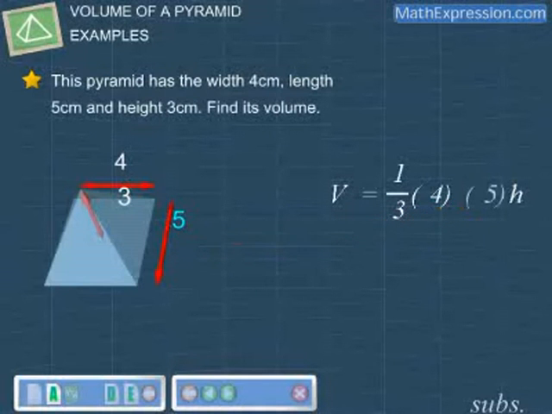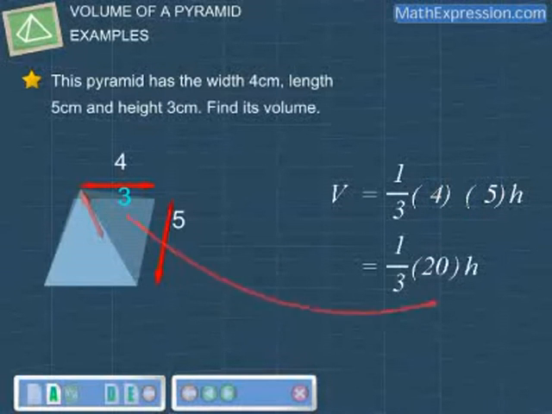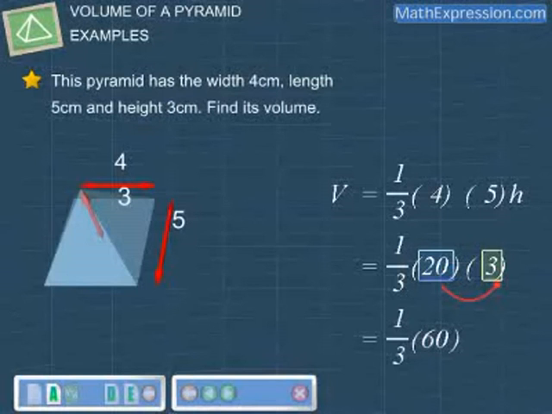Now, we can simplify by multiplying 4 with 5. This gives 20. Next, since the height is given as 3 cm, we can substitute h with 3. Let's continue to simplify by multiplying 20 with 3. This gives 60. Alright, now we have 1/3 bracket 60.